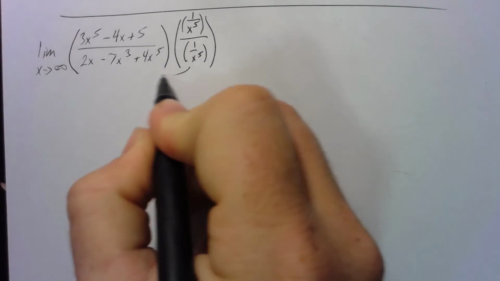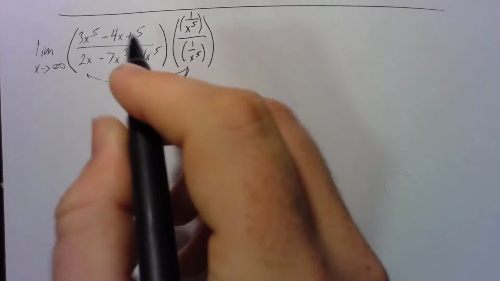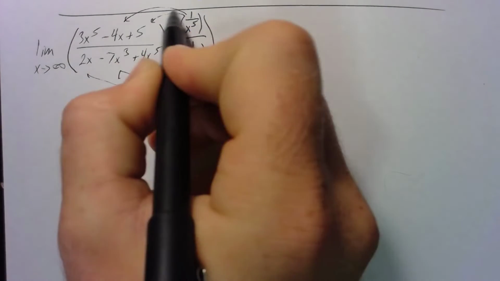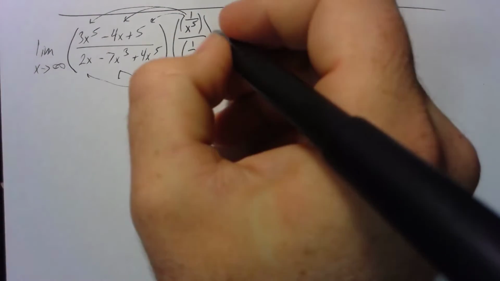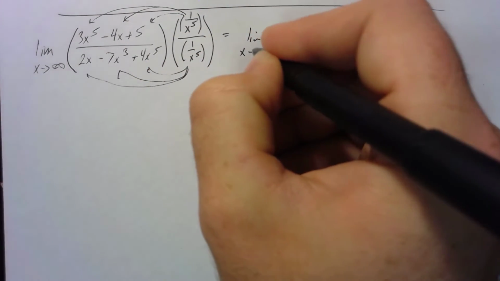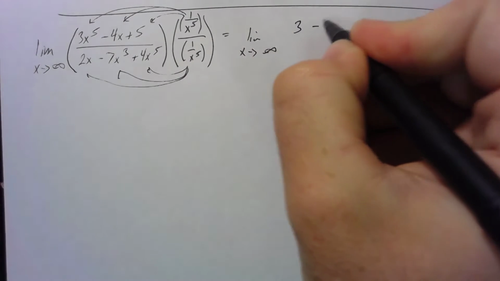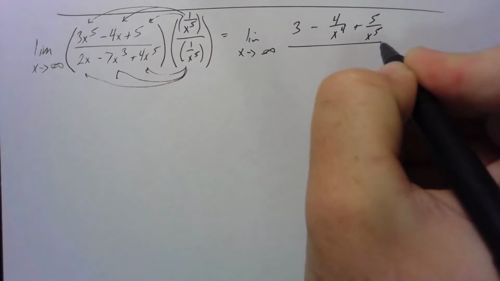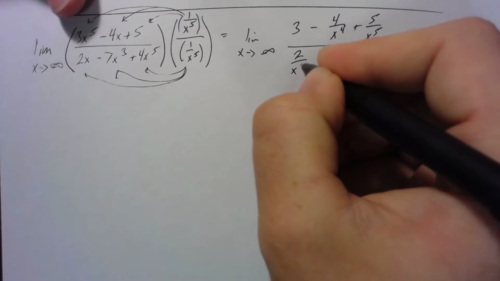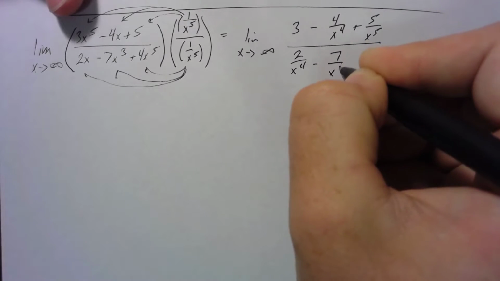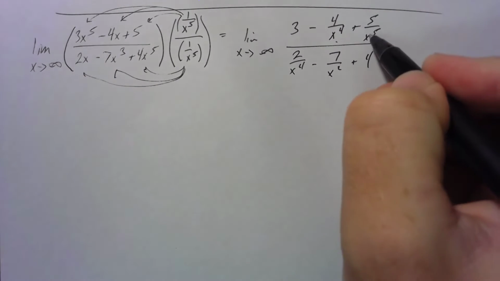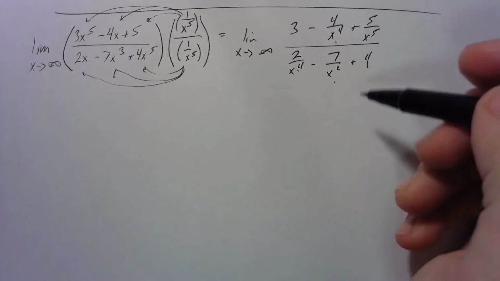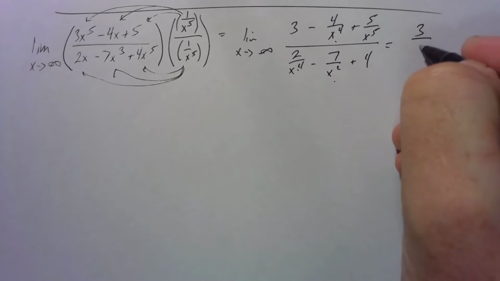So for this one here, when distributed in, you'll notice that this piece here is the piece that ends up being constant. When I distribute this top piece in, it happens to be the first term that is constant. So simplifying this provides me with the limit as x goes to infinity of 3 minus 4 over x to the fourth plus 5 over x to the fifth, divided by 2 over x to the fourth minus 7 over x squared plus 4. And all of these individual terms that are divided by x to the power of something with a constant in the numerator, those all go to 0, leaving me with 3 divided by 4.